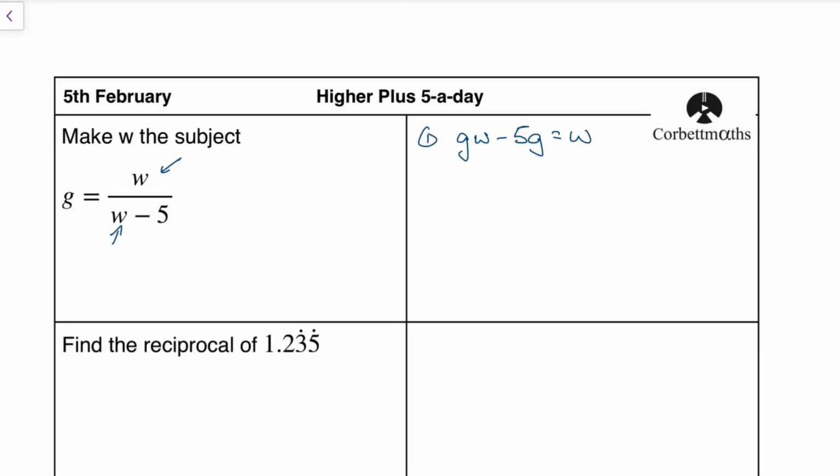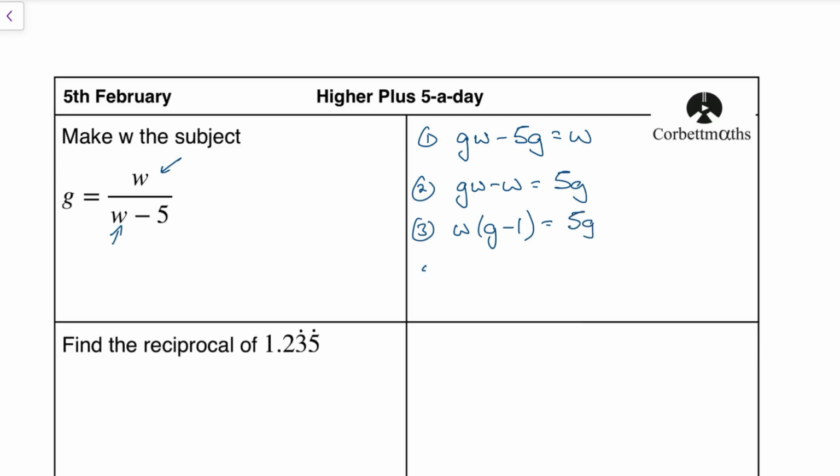Then I'm going to move all the W's left and everything that's not W right. So that's going to give me GW minus W is equal to 5G. And then I'm going to factorise out the W. So that's going to be W(G minus 1). To be clear, I'm concentrating on the W. The W is the thing I want to factorise out and have on my own. And that equals 5G.